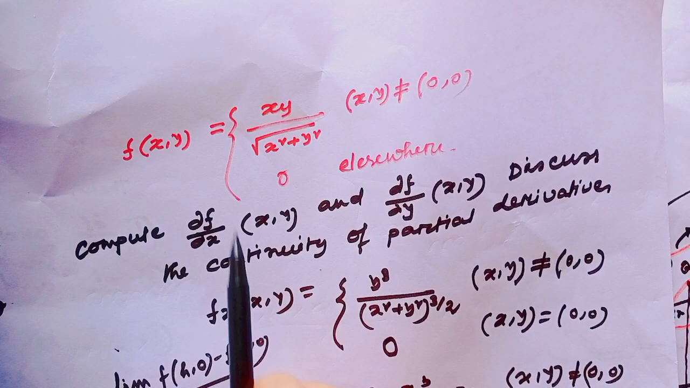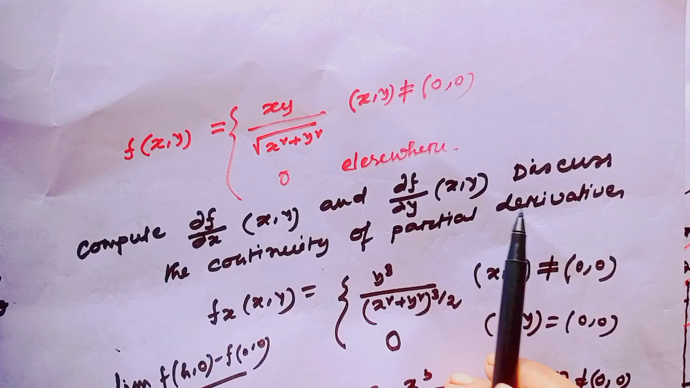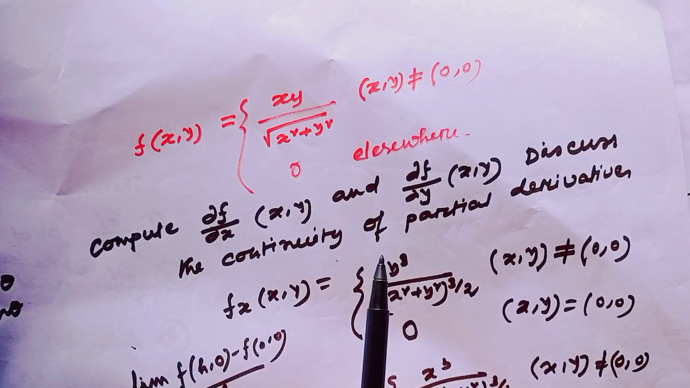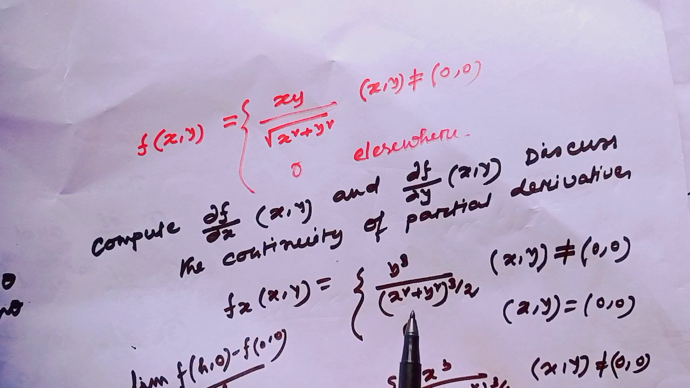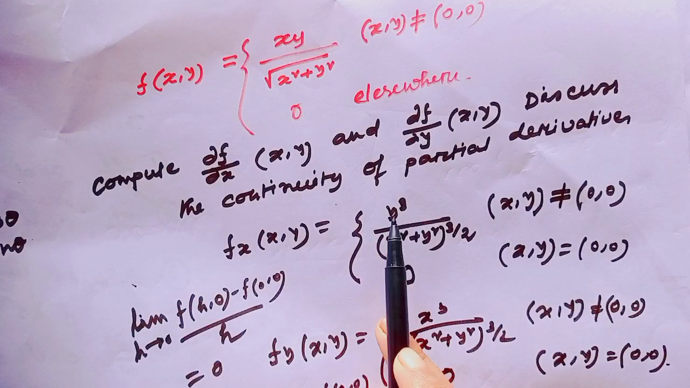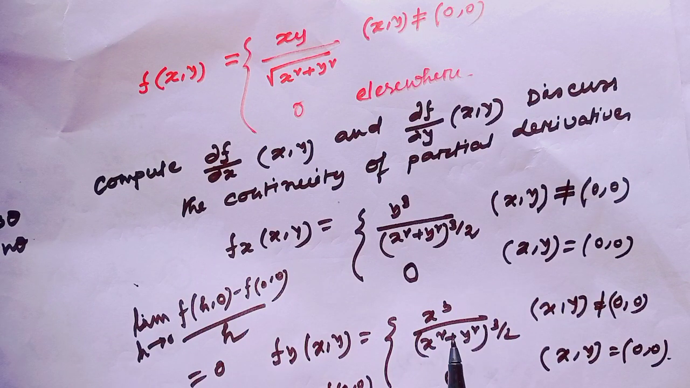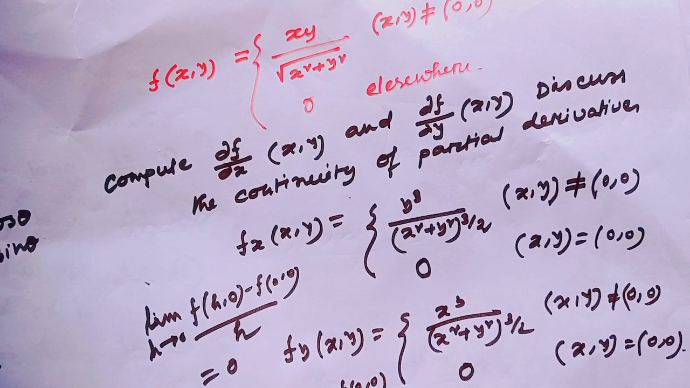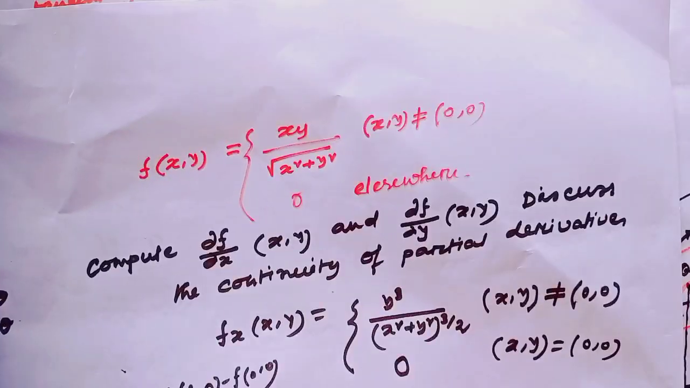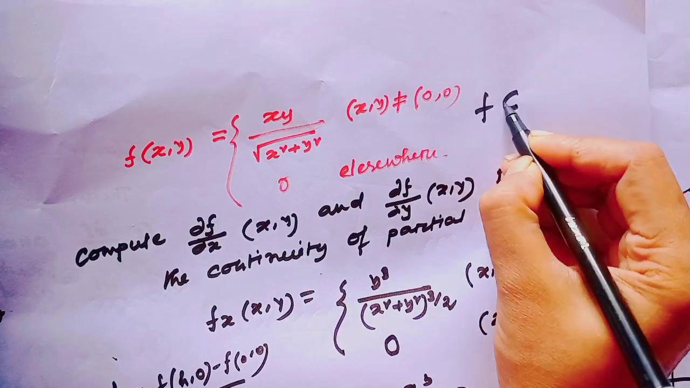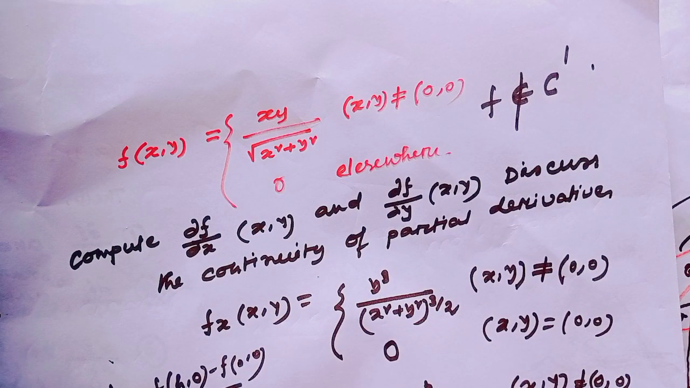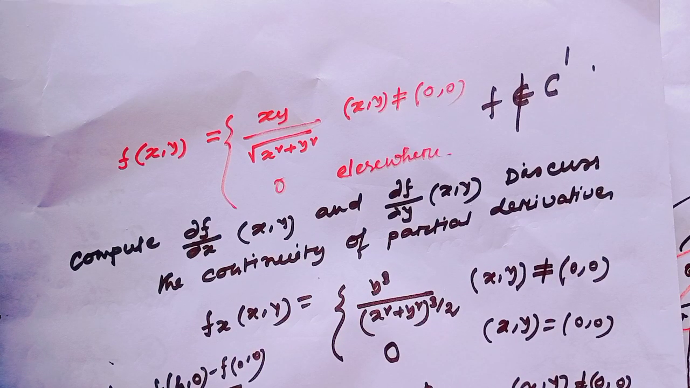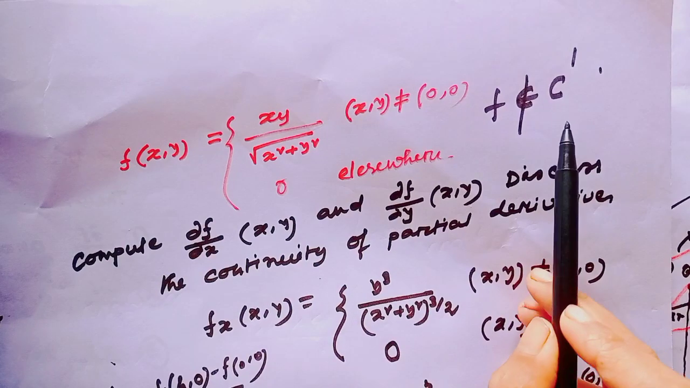That means for this function all partial derivatives exist, but these are new functions, because when I do partial derivative, it will represent a new function, and this is also another new function. These functions are not continuous, that means f does not belong to C1, because I have told you when the partial derivatives of the function are continuous, then f belongs to C1.